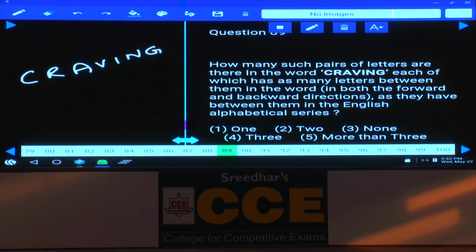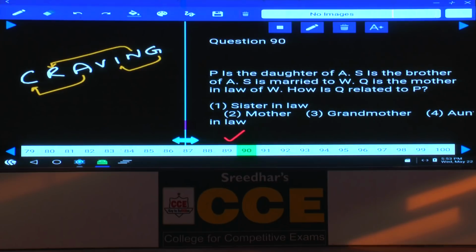And right to left, G, H, I, J, K, L, M, N, O, P, Q, R, between N and R. Here there are 3 letters. In the alphabet also we have only 3 letters. Next one, I, J, K, L, M, and V, A, B, and C. And so how many pairs are there? There are 3 such pairs. Choice 4.